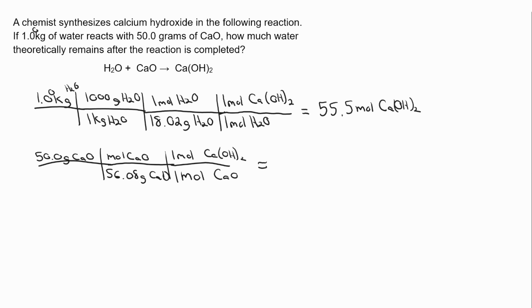We'll be left with an answer of 0.892 moles of calcium hydroxide. This means only 0.892 moles of calcium hydroxide can actually be made, because once that is made, all your calcium oxide is gone. So we know our limiting reagent is calcium oxide. So after this reaction is completed, calcium oxide will run out.